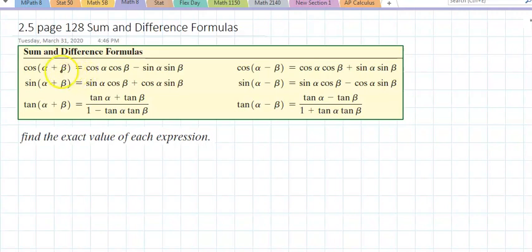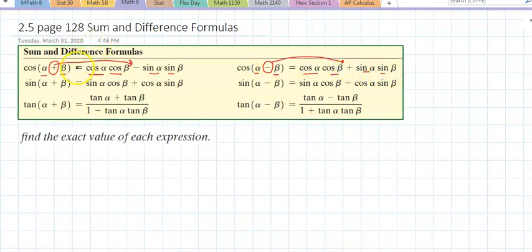So if I take the cosine of an angle plus another, I notice it's cosine of the first, cosine of the second, sine of the first, sine of the second. Except I notice this sign is opposite. And if I look at the cosine of the minus, well, luckily it matches. Cosine of the two angles, that's cosine, cosine, sine, sine, and this is the opposite.